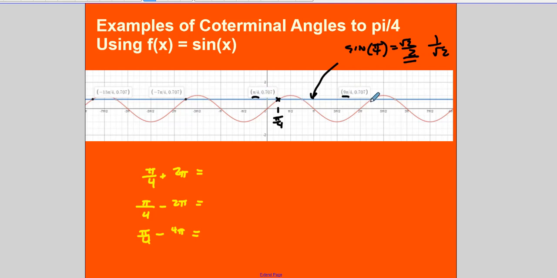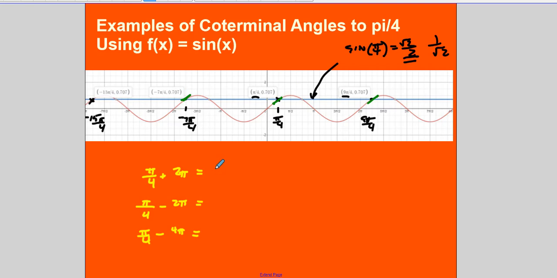Then add another 2 pi. When I add another 2 pi, it also intersects. So this is going to be 9 pi over 4. That is a coterminal angle. Notice they are the exact same position on the sine curve. And then if I go pi over 4 minus 2 pi, I end up here, which is -7 pi over 4. Then if I come back another 2 pi, I end up at -15 pi over 4. So these are all coterminal angles, here, here, here, and here.